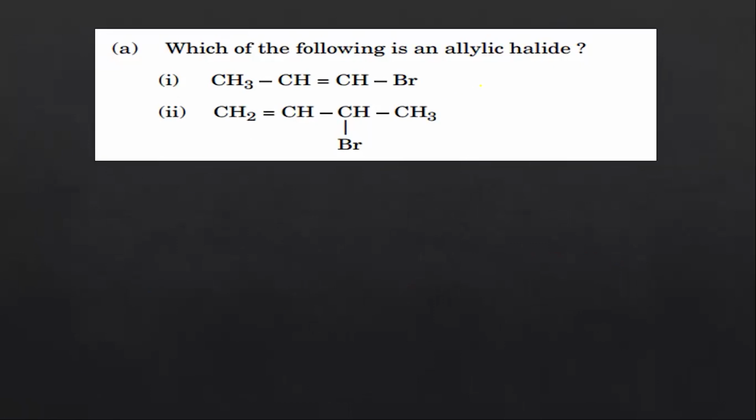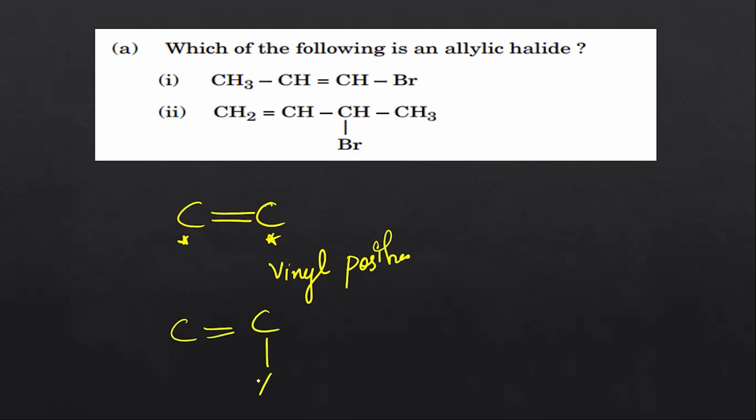Next question is very easy. Which of the following is an allylic halide? So we should know what is allyl and what is vinyl, right? Whenever there is a double bonded carbon, this double bonded carbon's position we call the vinylic position. So whenever a halogen is attached to this double bonded carbon, it is called a vinylic halide. The halogen is in the vinyl position.